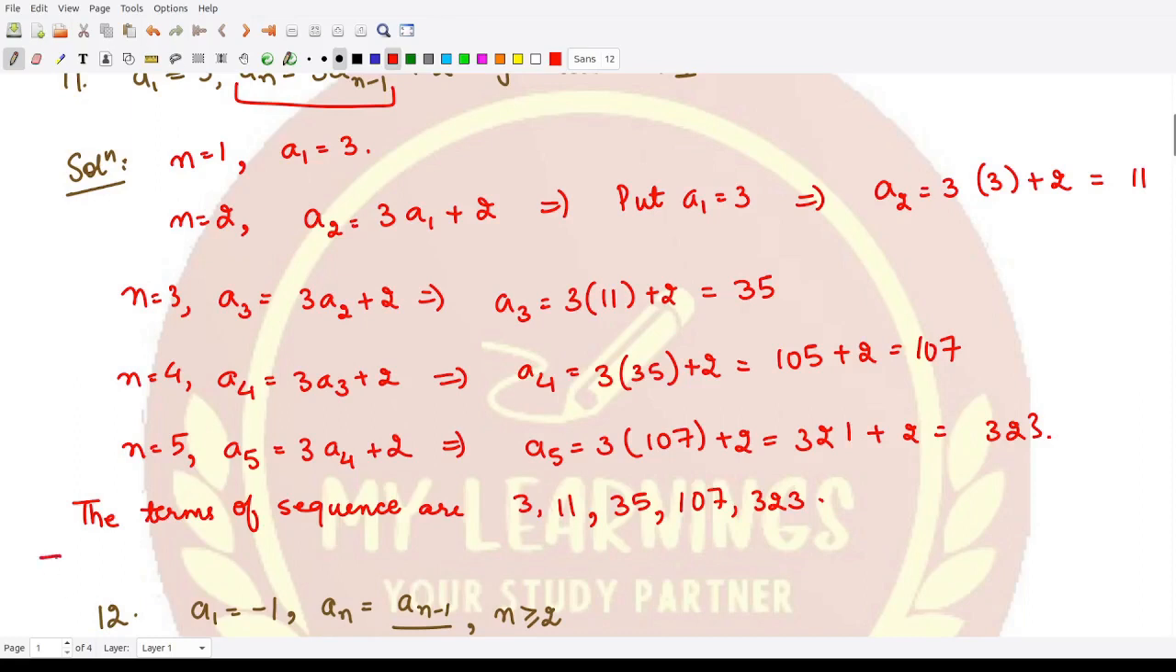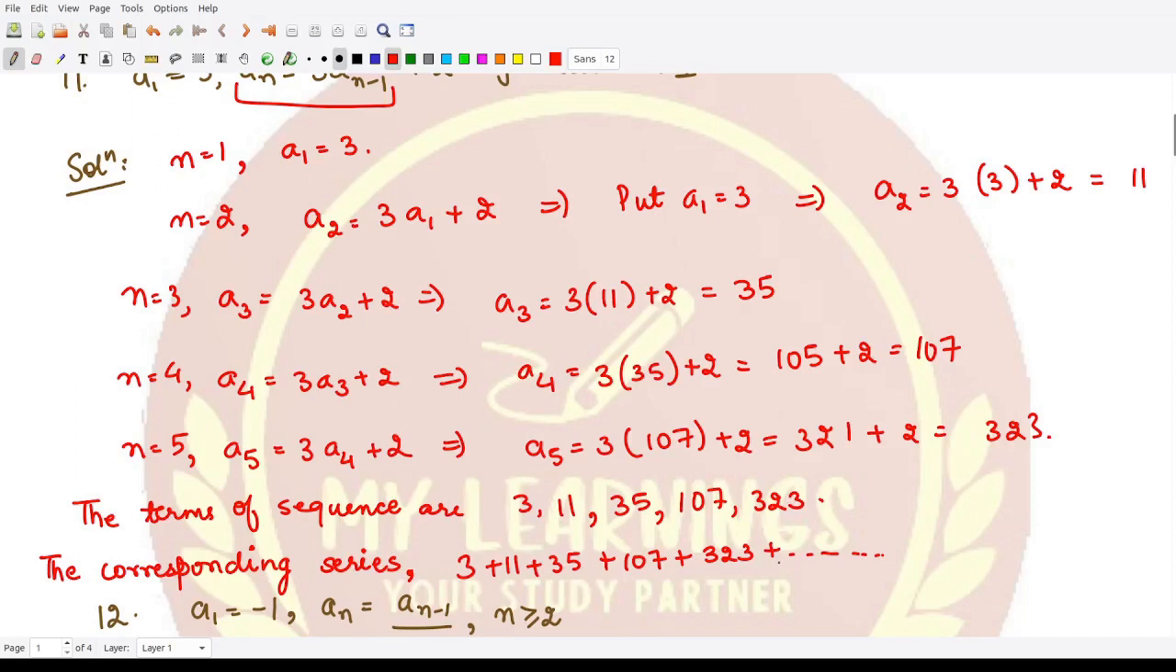So therefore the corresponding series, what would it be? You remember when we write series, what we do in sequence, we just replace the comma with a plus sign. So we have 3 plus 11 plus 35 plus 107 plus 323 plus dot dot dot, because there are more terms present in this particular sequence.